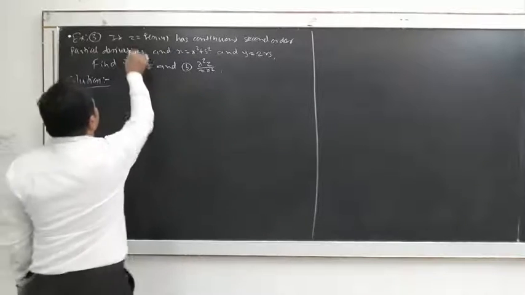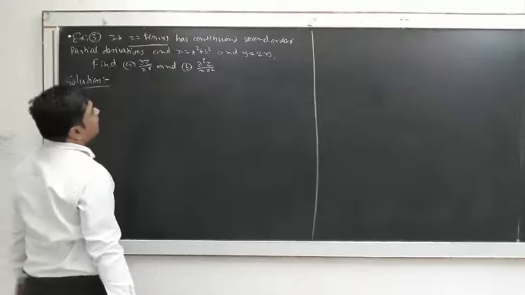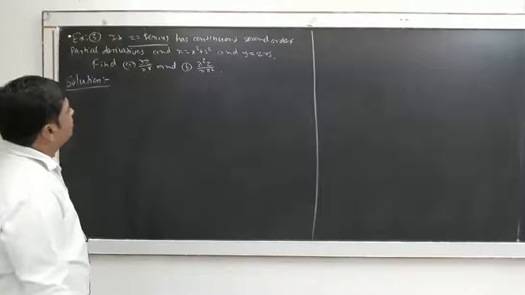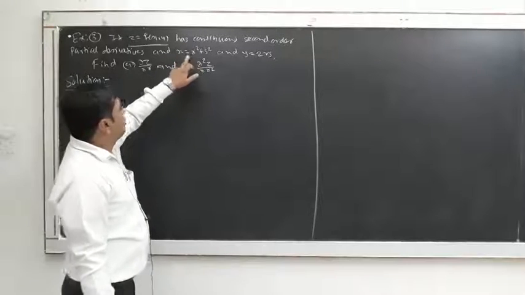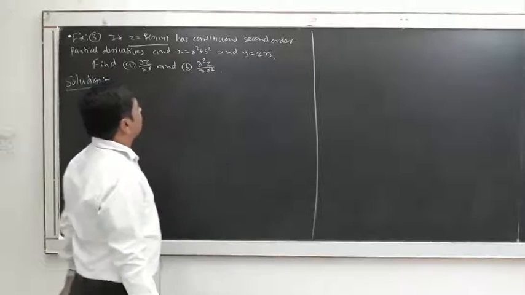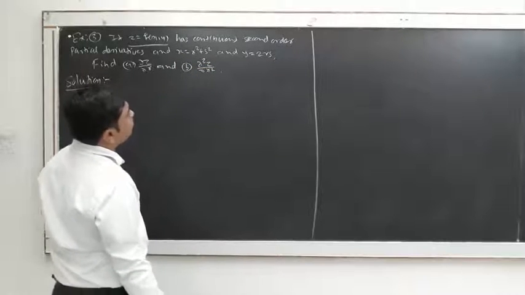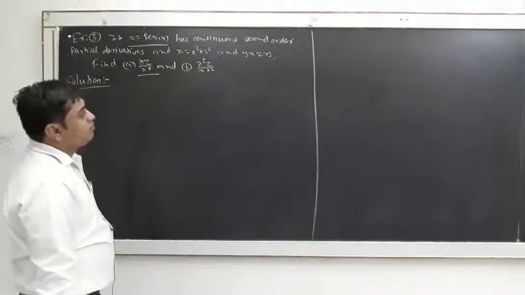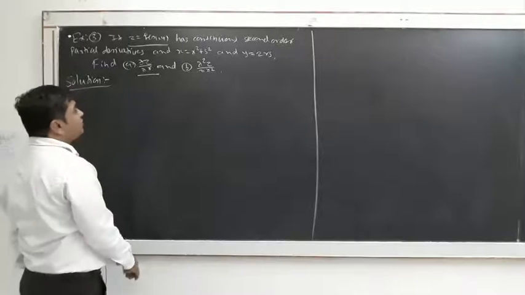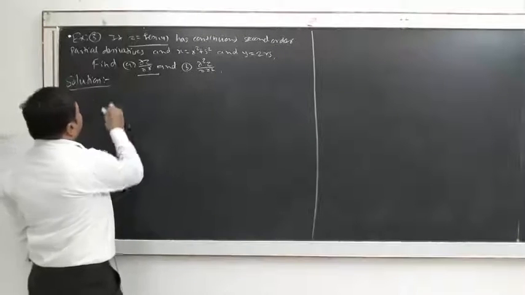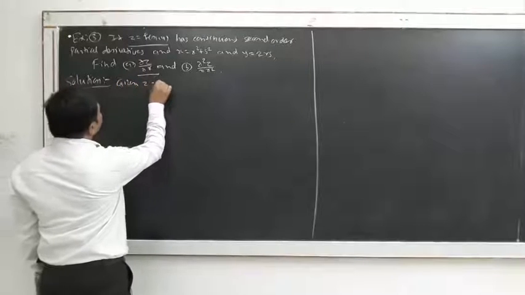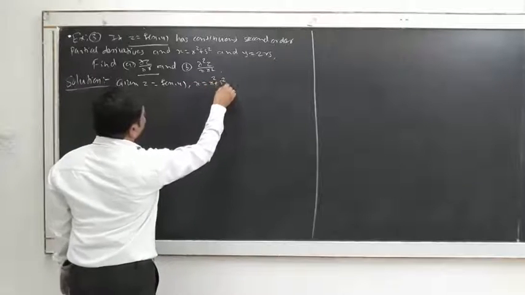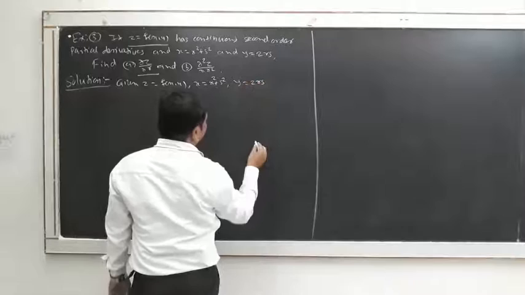If z is equal to f of x, y, that is, z is a function of x and y, has continuous second order partial derivatives. That means second order partial derivatives exist and are continuous. And x is equal to r square plus s square and y is equal to 2rs. Then we have to find ∂z/∂r and ∂²z/∂r². That is the first order and second order partial derivative of z. So what is given? z is equal to f of x, y, x is equal to r² plus s² and y is equal to 2rs.